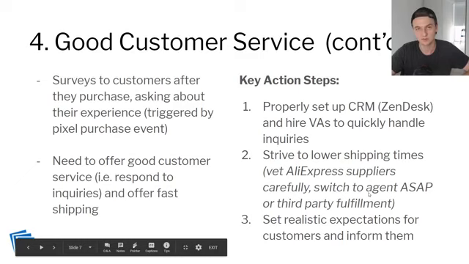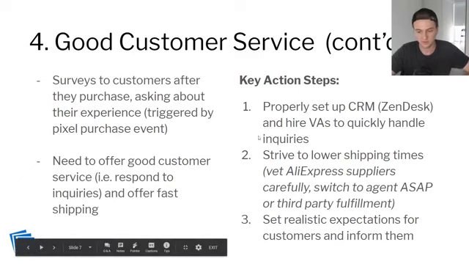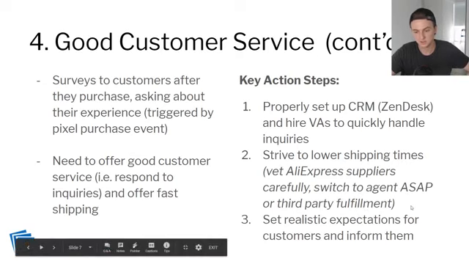And once again, this is covered in the store automation and operation module. These are the two most important things here, right? You need to answer all customer inquiries as soon as possible, within 24 hours. And then you need to lower your shipping times. The way to do this is to switch to an agent or to use third-party fulfillment and to stock inventory in a warehouse. This is really important if you want to last with Facebook ads.